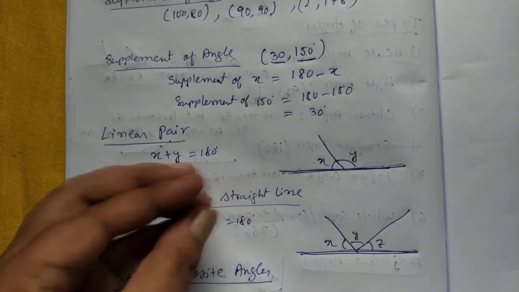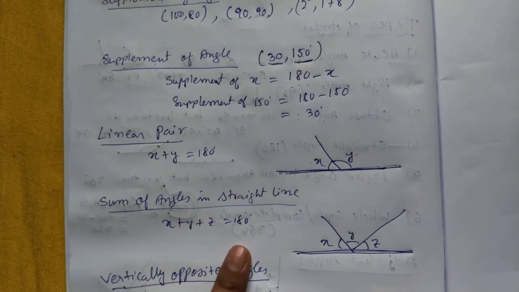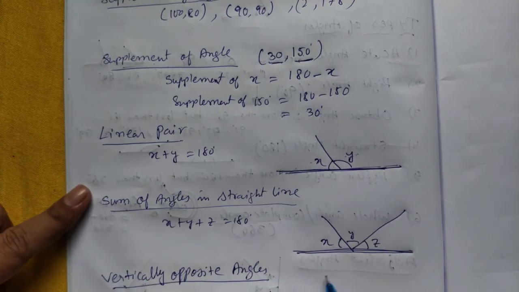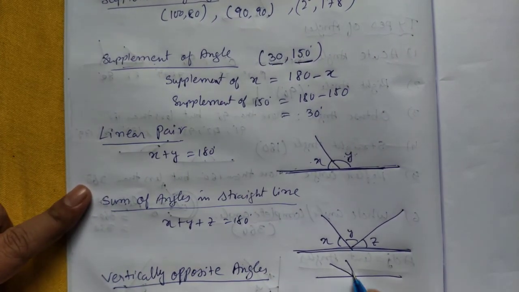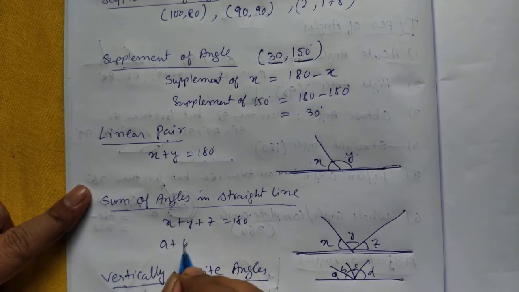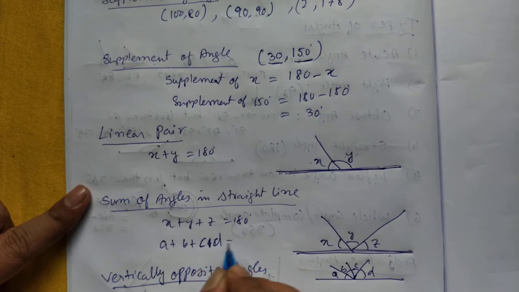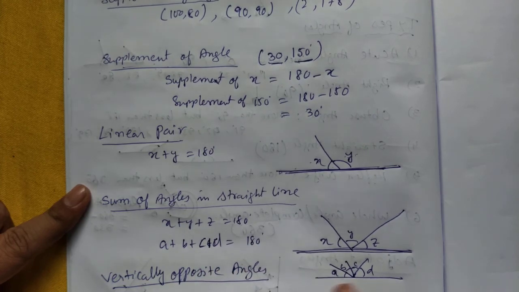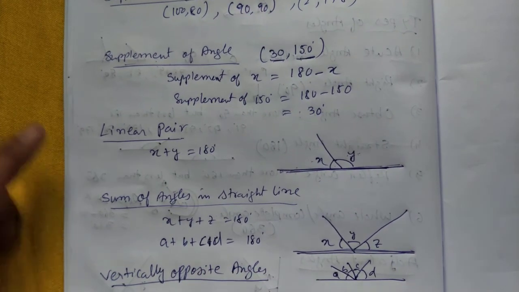So sum of the angles in a straight line is also 180 degree. If you have more angle, suppose I draw one more figure. You have A, B, C, D, four angle. So angle A plus angle B plus angle C plus angle D also 180. So sum of the angle in a straight line is always 180 degree.